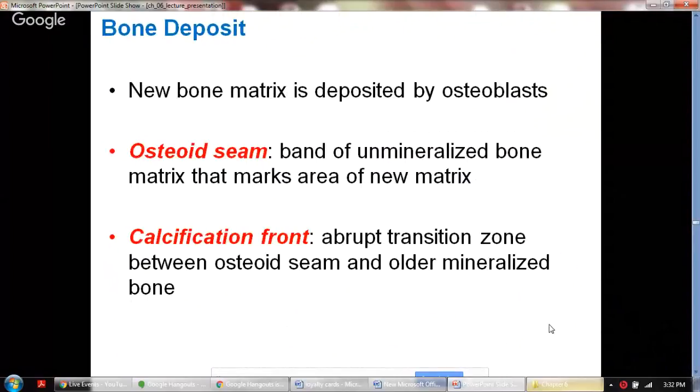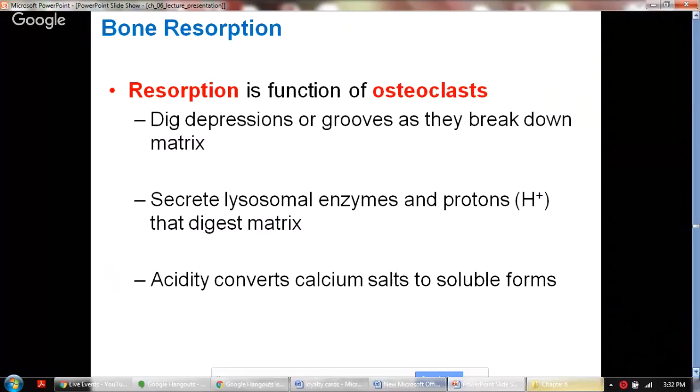With regard to bone deposit, the new bone matrix is deposited by osteoblasts. And when you read the textbook, you would find a word called osteoid seam, which means bands of unmineralized bone matrix which mark the area of new matrix. And the calcification front is the abrupt transition area between the osteoid seam and the older mineralized bone. So you start with the osteoid seam, then you have the calcification front, and then you have the older mineralized bone.